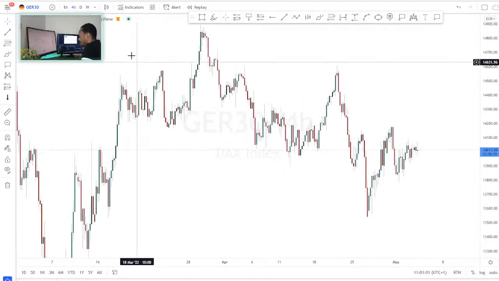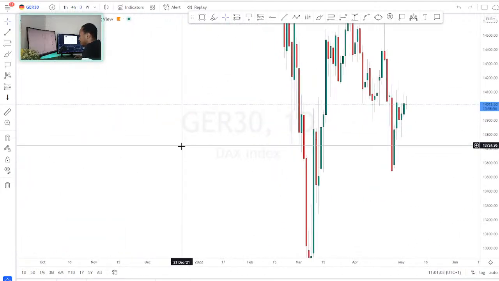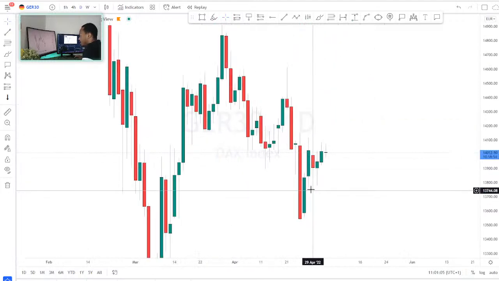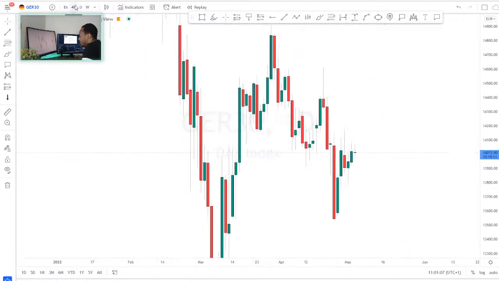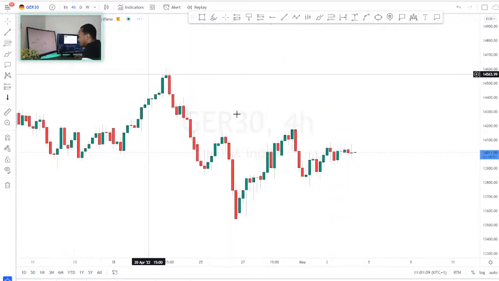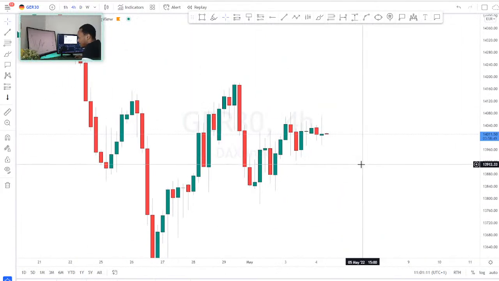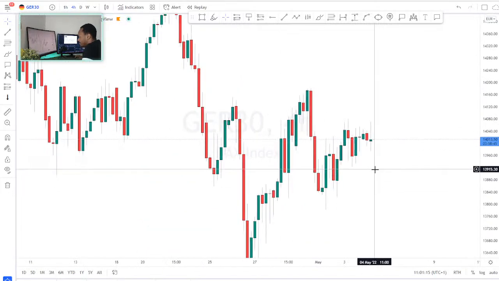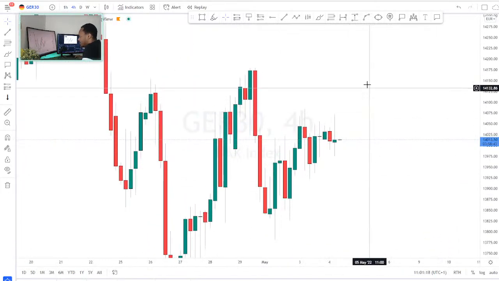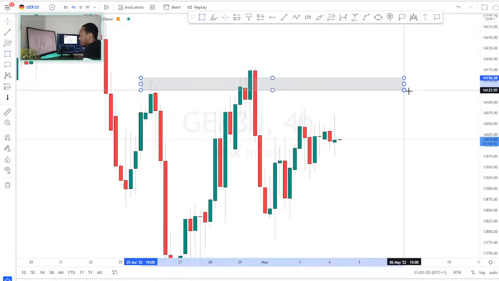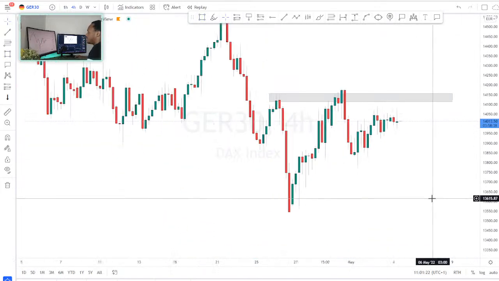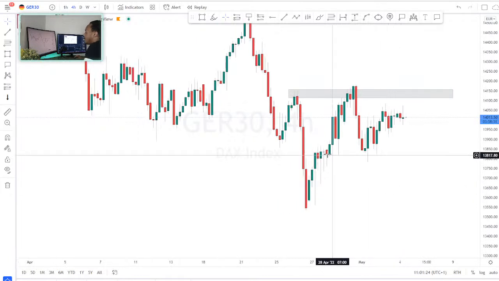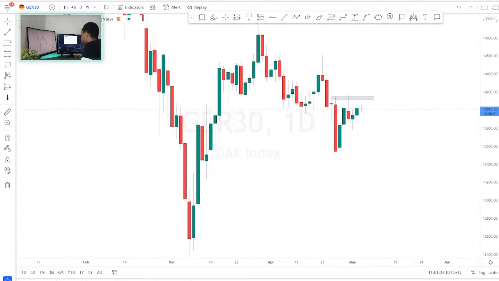And GER30 is just very, very messy. Still bearish on this one as well, but not a fan of how price is moving there. Very, very choppy. Had this big drop, price is still climbing higher. Could definitely still push back up into this resistance here, stroke supply, and then see what happens from that. But yeah, overall not looking too good. Not looking good at all.